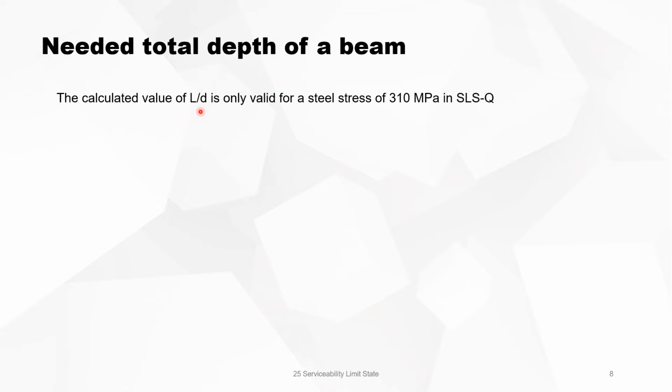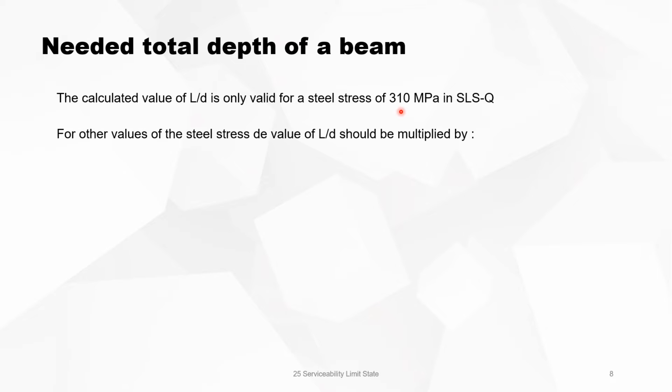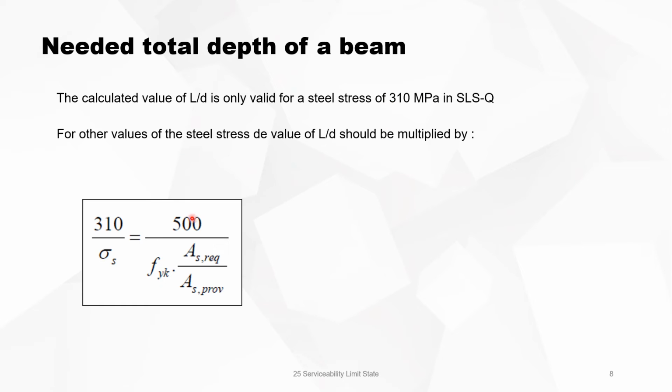The calculated value of L over D is only valid for a steel stress of 310 megapascal in SLS quasi-permanent. For other values of steel stress, the value L over D should be multiplied by a factor, which is 310 divided by sigma s, and sigma s you can calculate just with a pro rata rule like this.